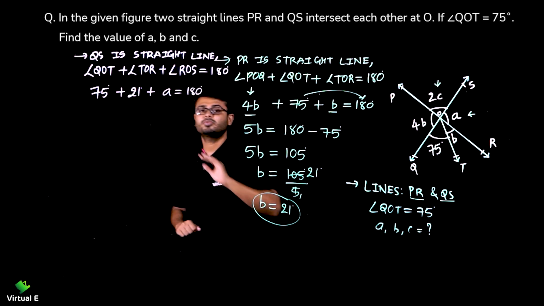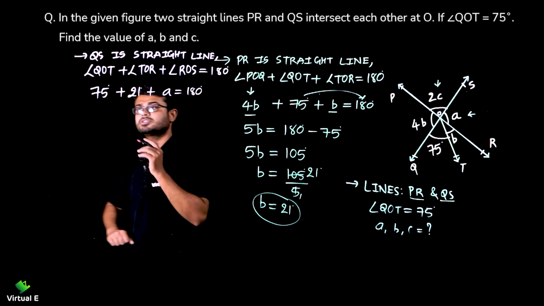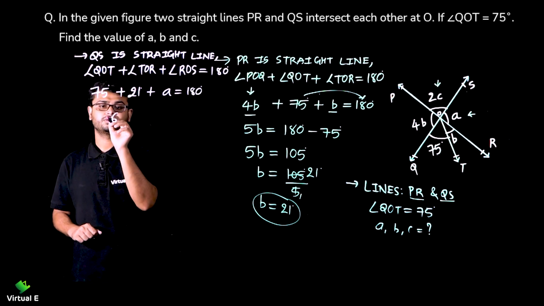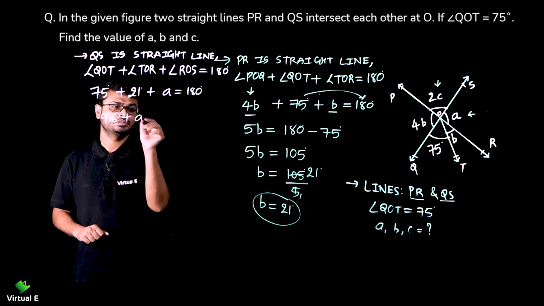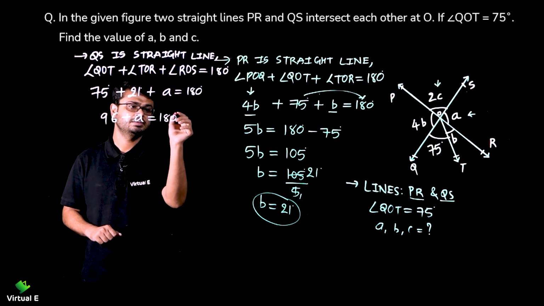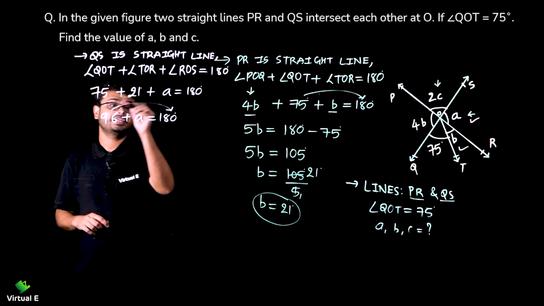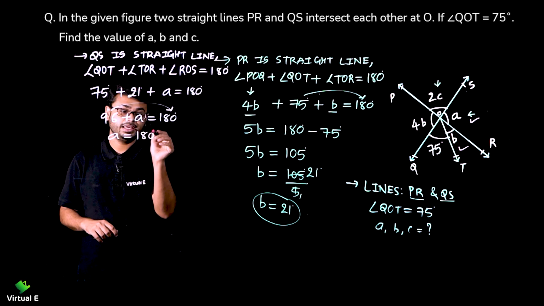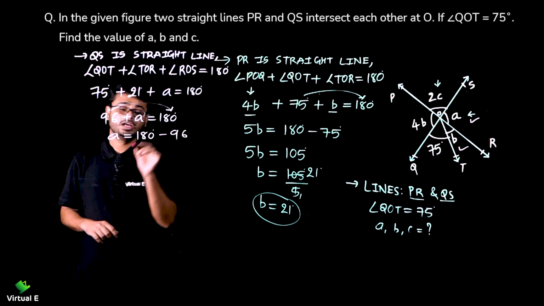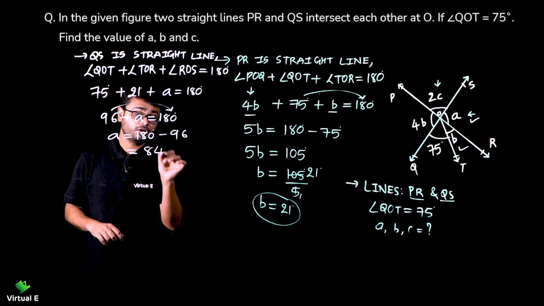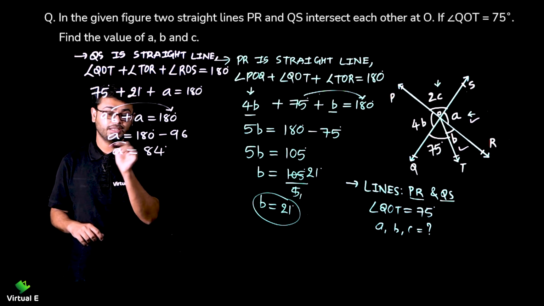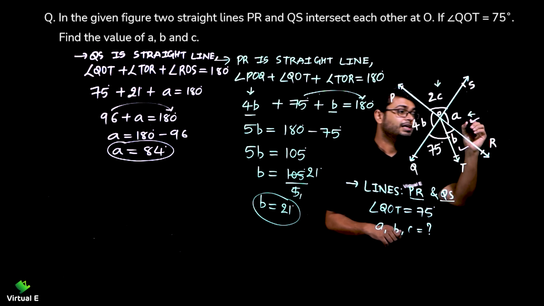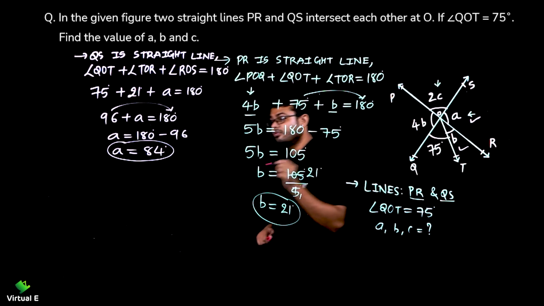This is again a linear equation in one variable. Good. So let's add them up over here. So 5 and 1, 6, 7 and 2, 9. 96 plus A is equal to 180 degrees. So let's shift 96 over here. So we have A is equal to 180 degrees minus 96. If you subtract, you are going to get what? 84 degrees. So the value of A is what we have over here, that is 84 degrees.